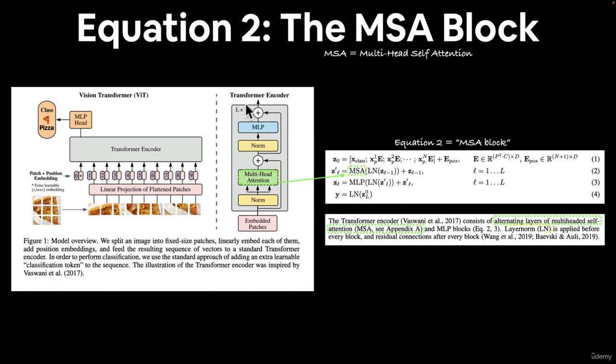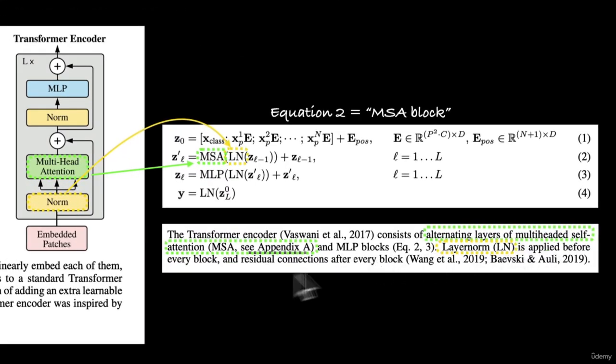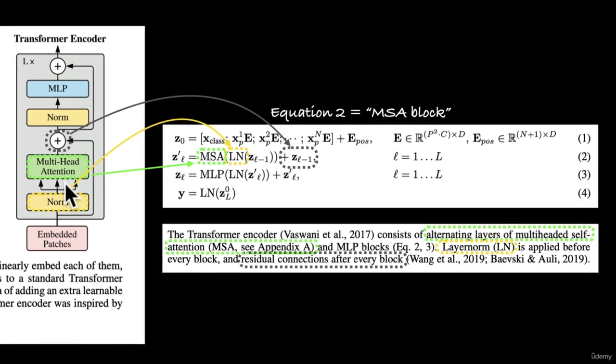So the transformer encoder, which is this grey big block here, consists of alternating layers of multi-headed self-attention and MLP blocks, equation 2 and 3. Equation 3 is the MLP block. And layer norm, which is this yellow layer here, is applied before every block. So layer norm before MSA, that's why it's on the inside of the brackets here. And residual connections are after every block. So we're adding the input to the output of the block. And the same thing with up here. But we're going to begin with replicating this, equation 2, the MSA block.